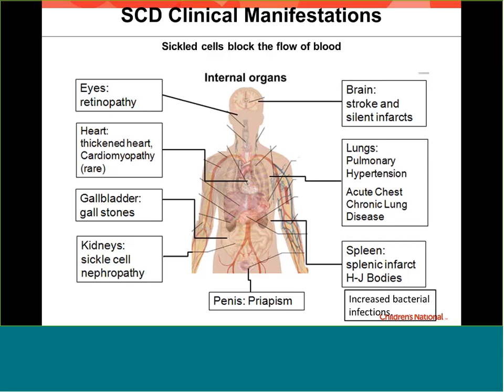Thickened heart, at least 80% of patients, because they're chronically anemic and the muscle in the heart is thicker. In very rare cases, you can get cardiomyopathy. You see that in adults and in children. And then for eyes, retinopathy, about 20% of patients will have some type of retinopathy. You see this more common in SC disease patients. You can see this as early as 10 years of age.